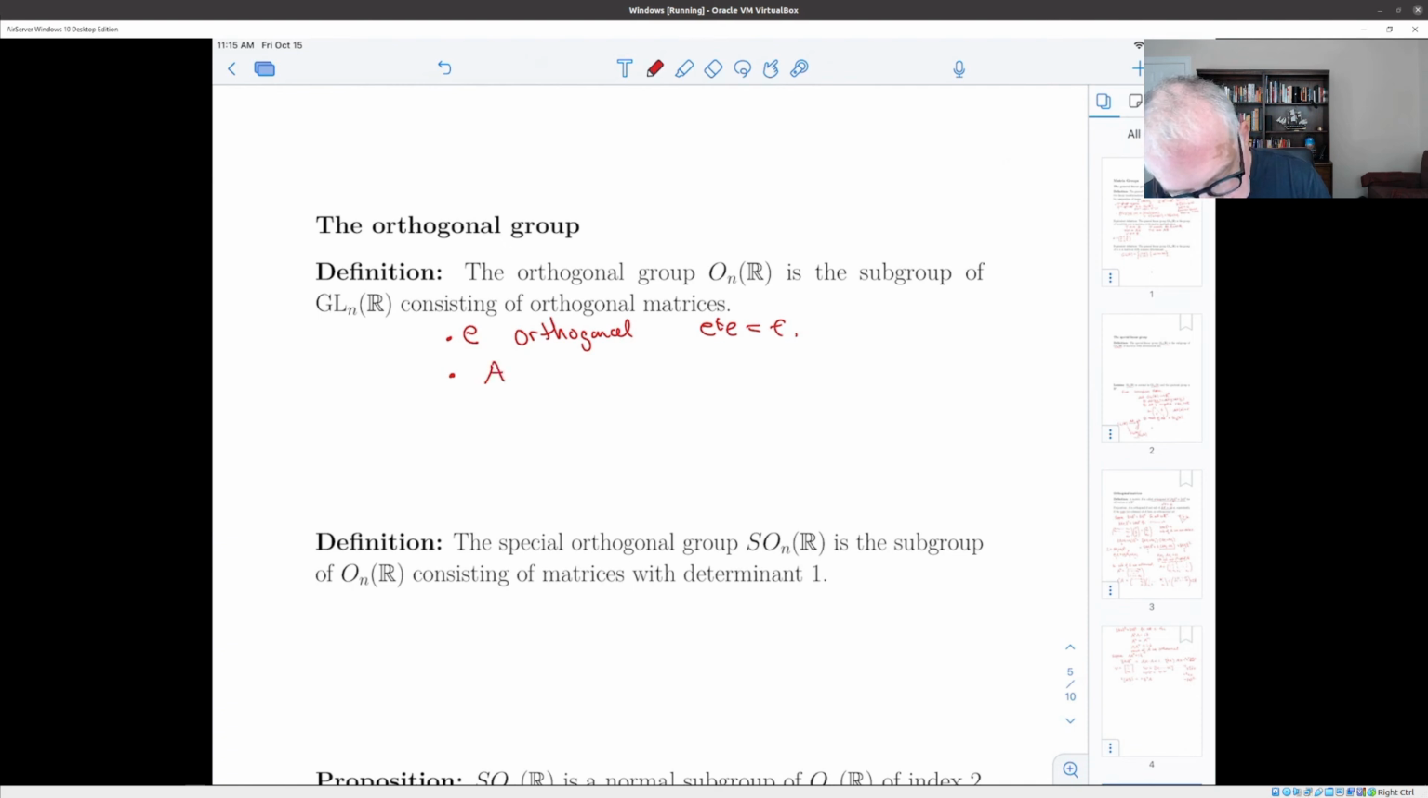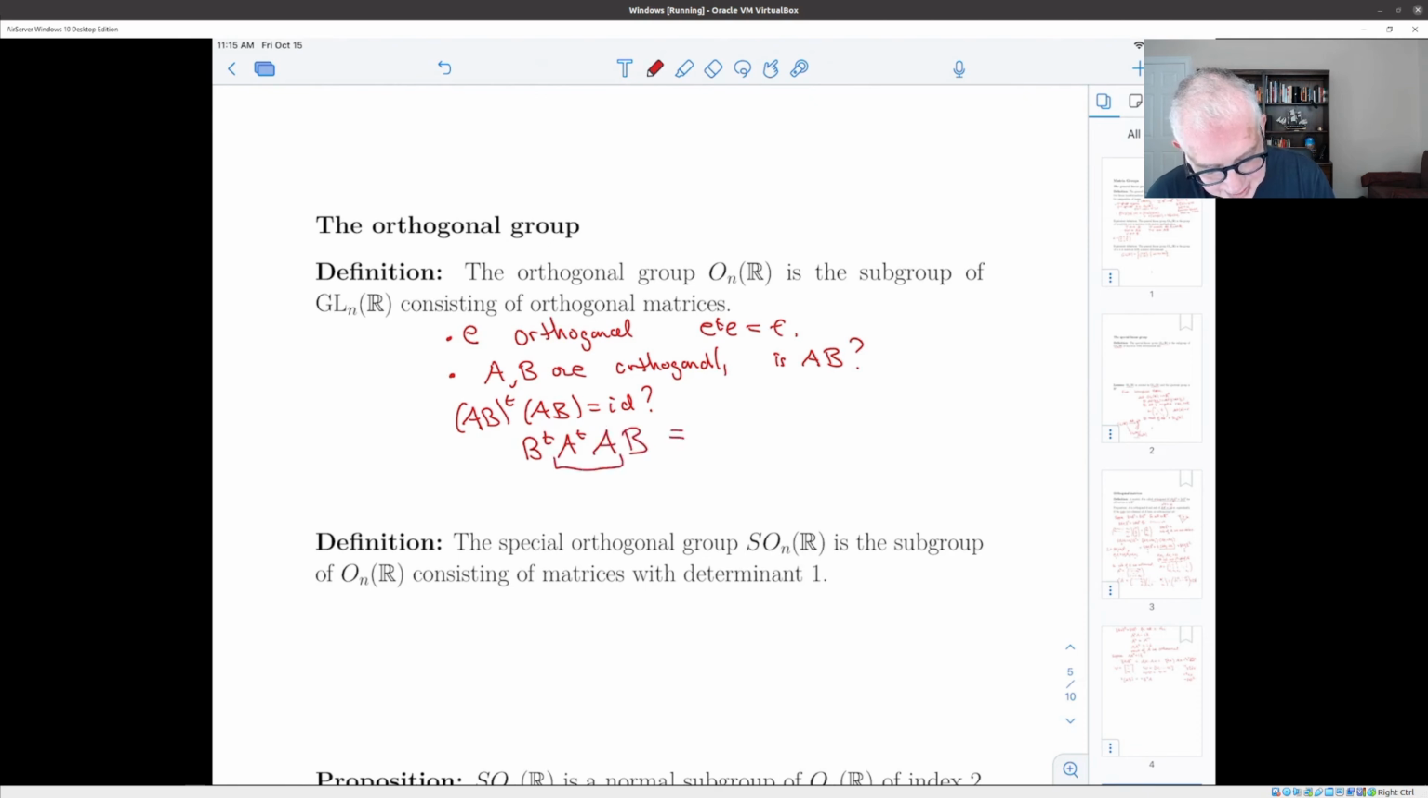So we need to know that if A and B are orthogonal, then so is AB. And for that, we need to know whether or not (AB) transpose times AB is equal to the identity. And remember that (AB) transpose is, you reverse the multiplication and take the transpose. This is the identity because A is orthogonal. And this is the identity because B is orthogonal. So the product of orthogonal matrices is orthogonal.